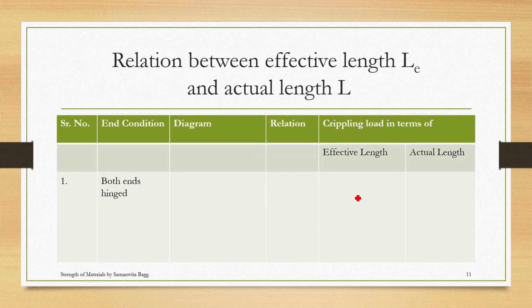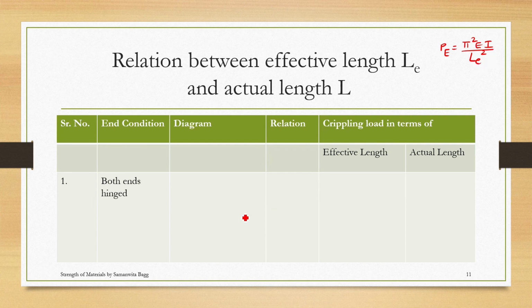Next, we will talk about the relation between this LE and L, and we will also see a formula which was given by Euler. Euler has given a formula for buckling or crippling or critical load. That is what I've written here. E stands for Euler and P is the buckling or crippling or critical load. The formula is pi square EI upon LE square. E stands for Young's modulus, I stands for moment of inertia, LE stands for effective length.